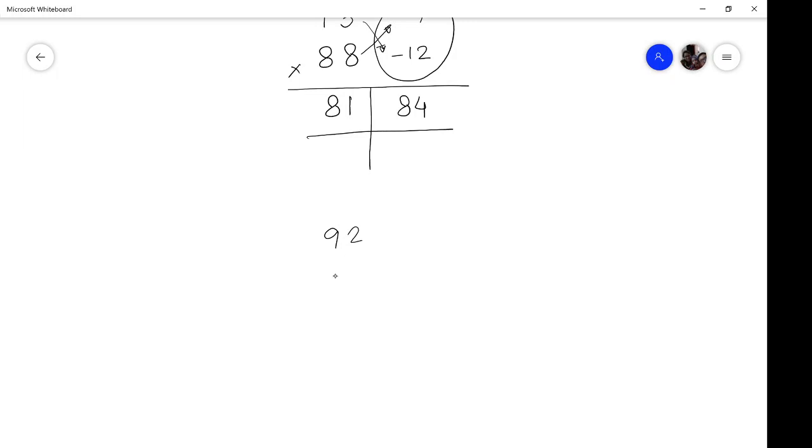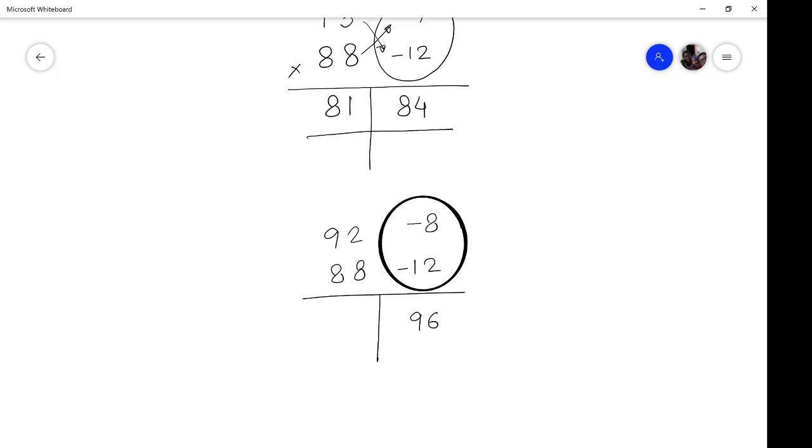Let us take one more example: 92 and 88. Now 92 is deviating by 8 from the base, which is 100, and 88 is deviating by 12. If you multiply this, 12 8s are 96, and if you cross add any one, this is 80. So the answer is 8096.